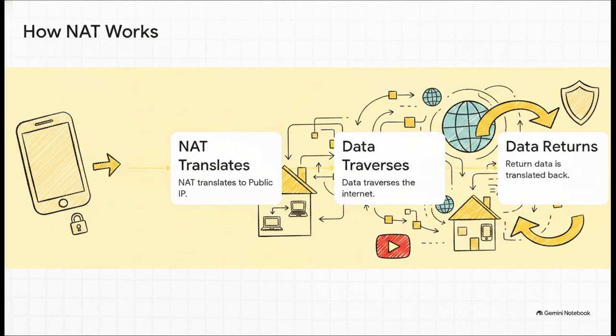This doesn't just allow multiple devices in your house to share one public IP, which conserves addresses, but by masking your internal devices, it actually adds a super crucial layer of security. It makes it way harder for external entities to directly access your phone or laptop.